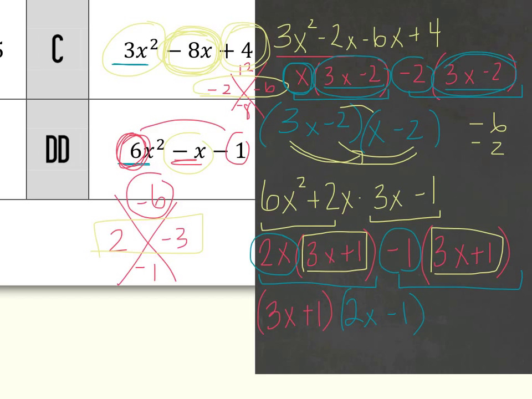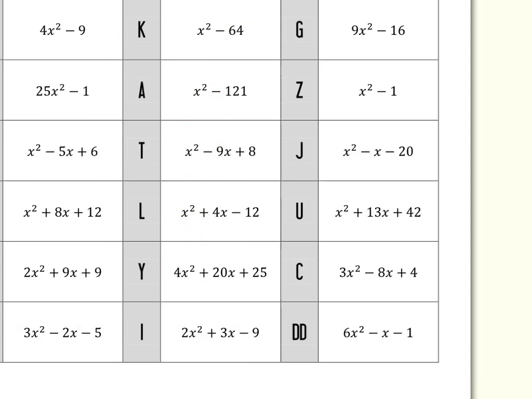So now we check just to make sure. We have 6x squared, so that worked there. We have minus 3 plus 2, which is a negative 1, so that works there. And then I do have a negative 1, so that works there. So we are golden. All right, we're finished.